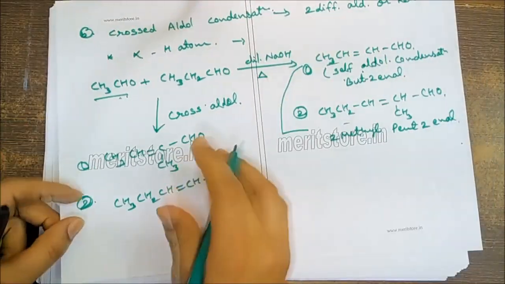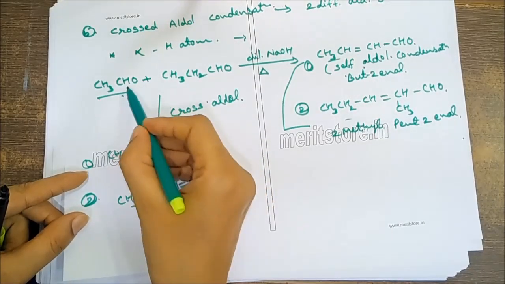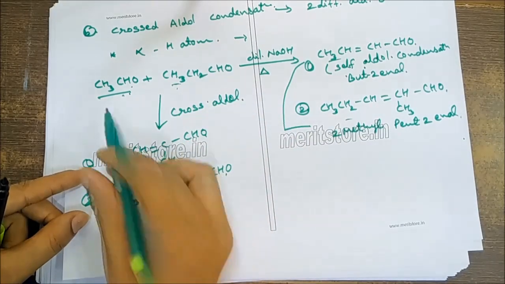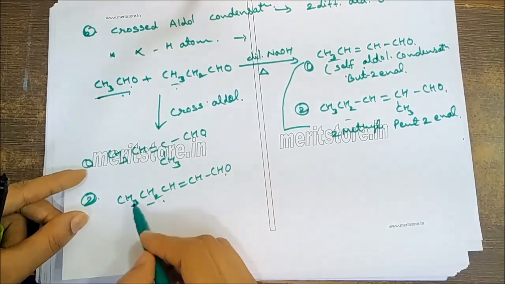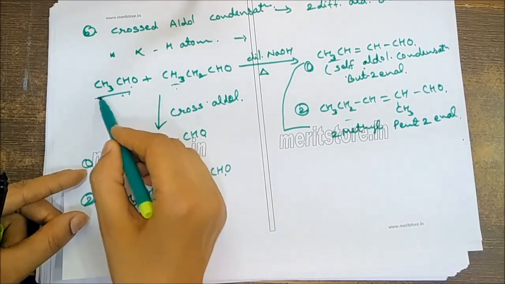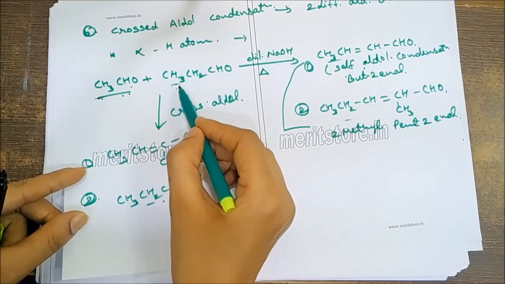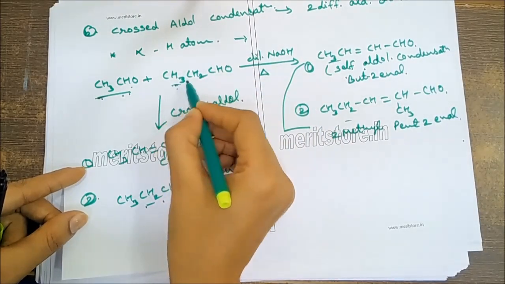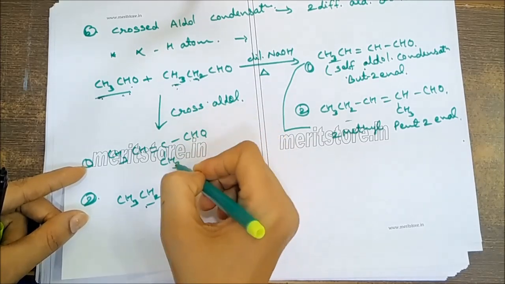In cross-aldol condensation, in this product, we are taking first this alpha hydrogen, and for the second product we are getting this alpha hydrogen. So if we are taking this alpha hydrogen for the condensation, we'll get this product, and if we are taking this alpha hydrogen, then we will get this product.